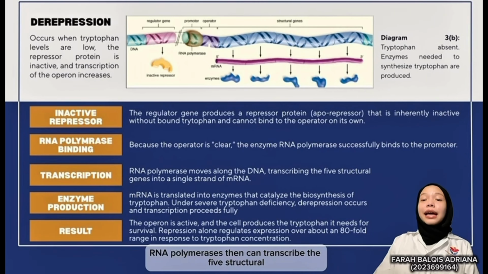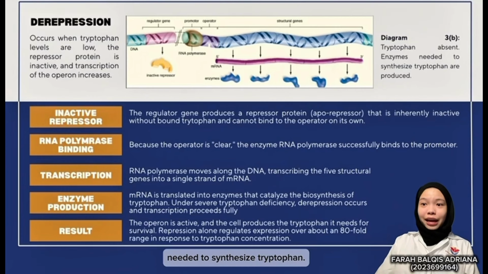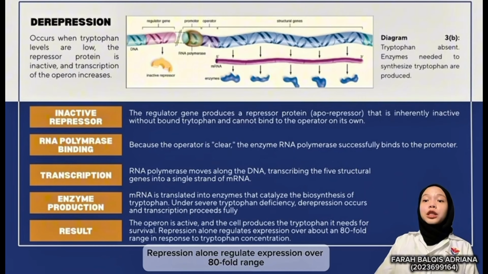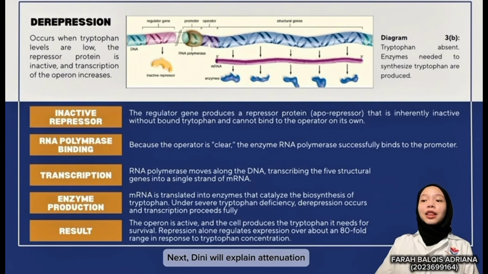When tryptophan levels are low, the repressor remains inactive and cannot bind to the operator, leaving the promoter accessible. RNA polymerase can then transcribe the structural genes, allowing the cell to produce the enzymes needed to synthesize tryptophan. Repression alone regulates expression over an 80-fold range in response to tryptophan concentration. Next, Dini will explain attenuation, which provides an additional layer of regulation.